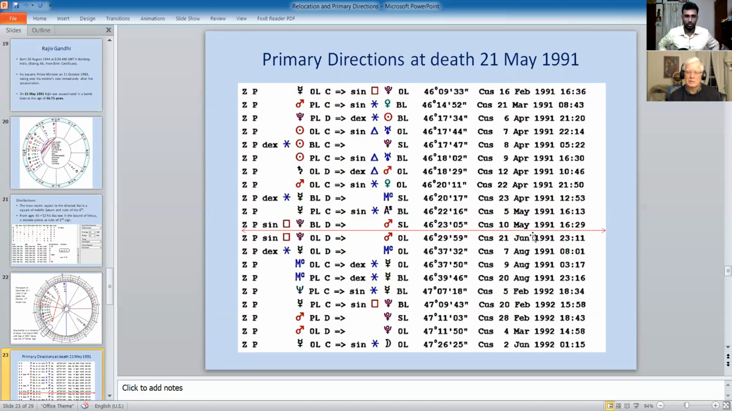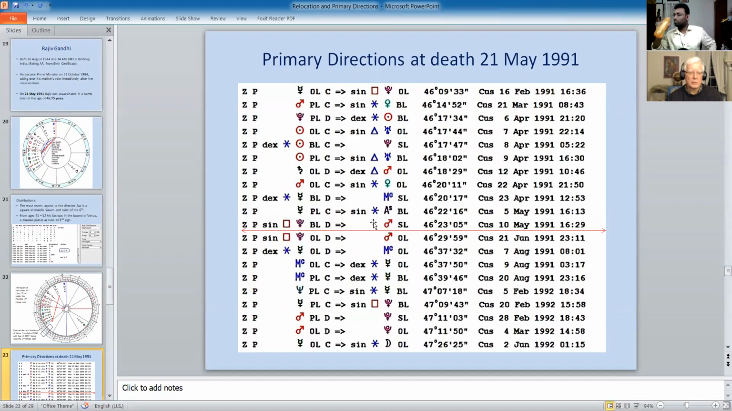Pluto Mars. There's no need of explanation for that. Symbolically, Pluto is intense energy. It's related to atomic power. And Mars, of course, is an explosive planet, and they're related by square.